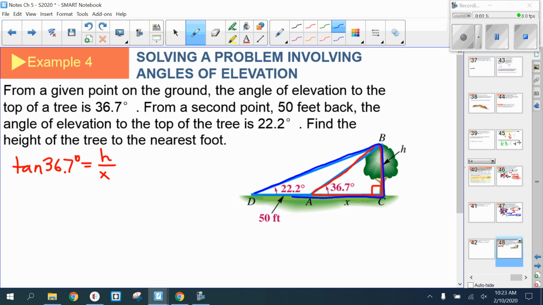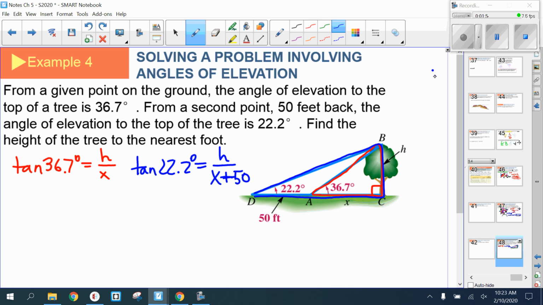If you look at this big triangle right here, you can make kind of the same statement and use a tangent again. Tangent 22.2 degrees equals opposite side, still h, over the adjacent side. Now notice that that big long side right there is not 50. It's 50 more than x. And so you could say that bottom side is x plus 50.